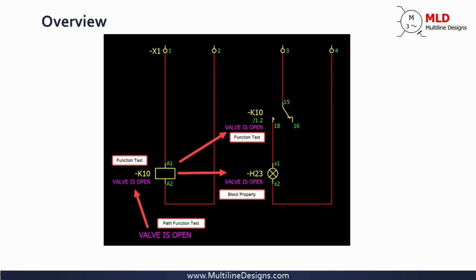And the trick is to figure out how we can inherit that same information to a lamp which is not related by device tag or reference designator, right? So we have to come up with some logical method to inherit that information, and that method is going to be through the use of what EPLAN refers to as a block property. So let me show you how to do that.